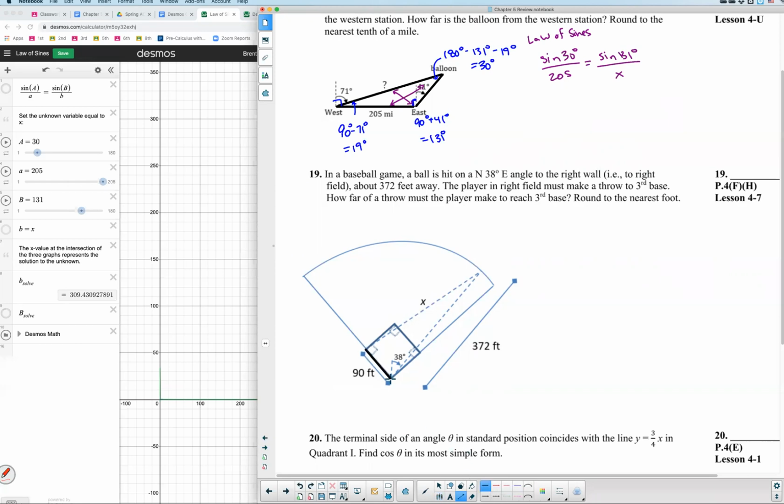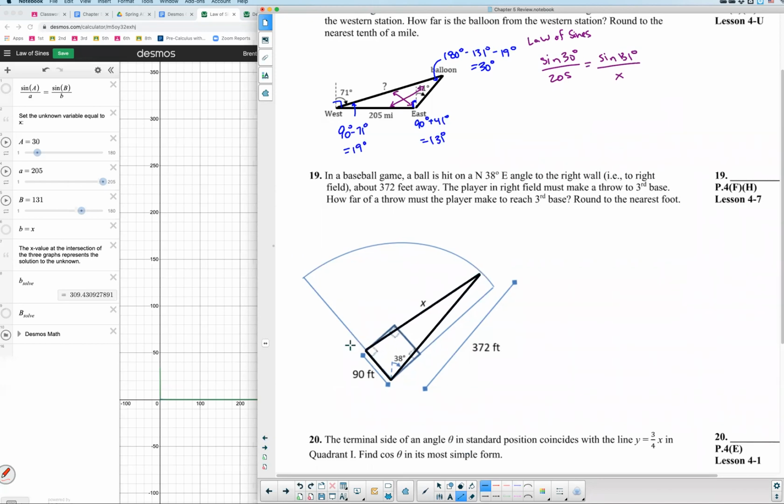We have this triangle that we're dealing with, from home to right field wall to third base, and third base to home. What we are given is that this is 90 feet. We're also given this distance to the right field wall is 372. I'll write that right there. We're told this is 38 degrees.